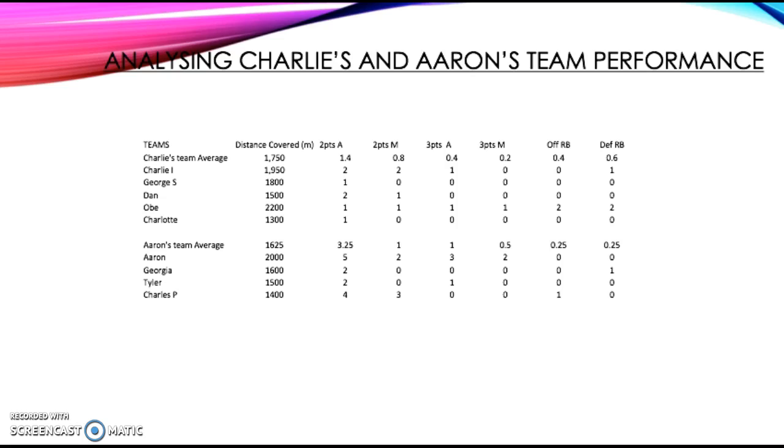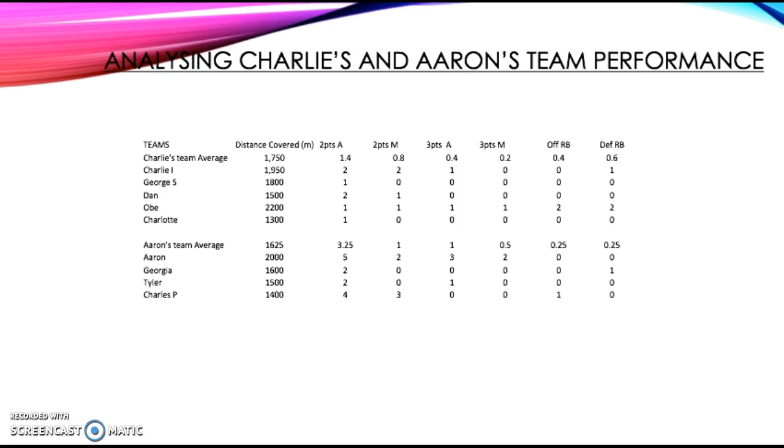Aaron's team had an average of 3.2 two-pointers attempted, whereas Charlie's team got 1.4 attempts on average, which would suggest that Aaron's team was stronger. However, of the 3.25 attempted by Aaron's team, only one on average went in the basket. Charlie's team converted 0.8 of their 1.4 attempts into successful shots, which would suggest that they are better at scoring. Compared to the average of the entire group, 2.78, Aaron's team were above average in their 2 points attempted, but Charlie's team were below average.